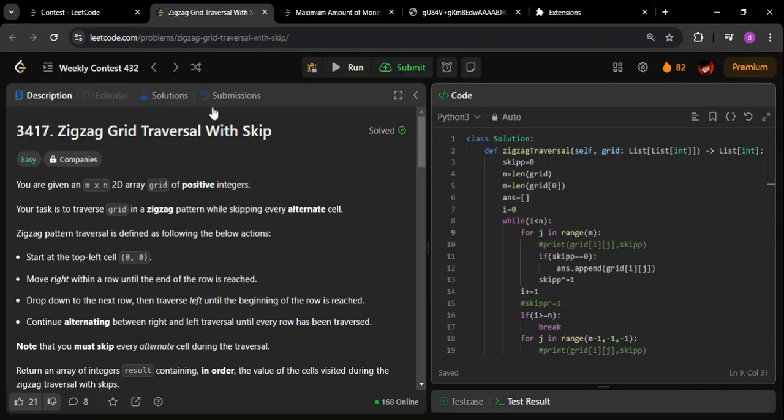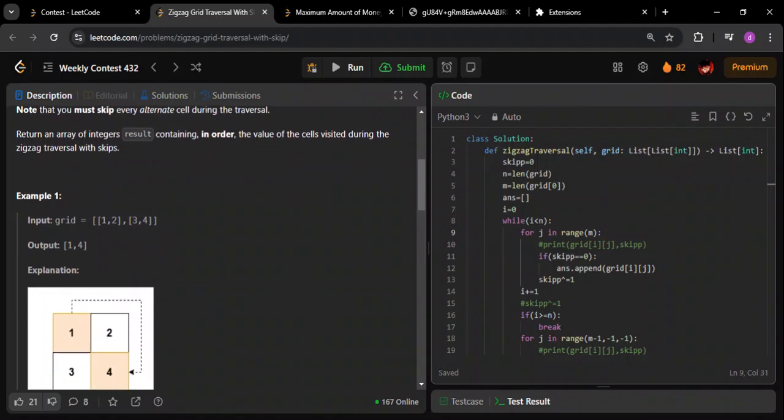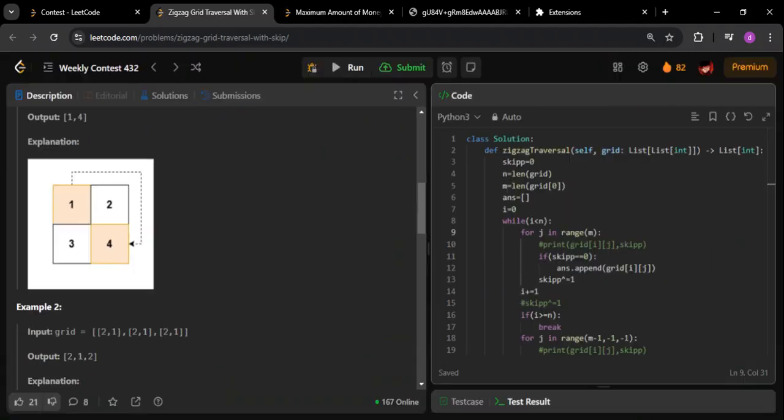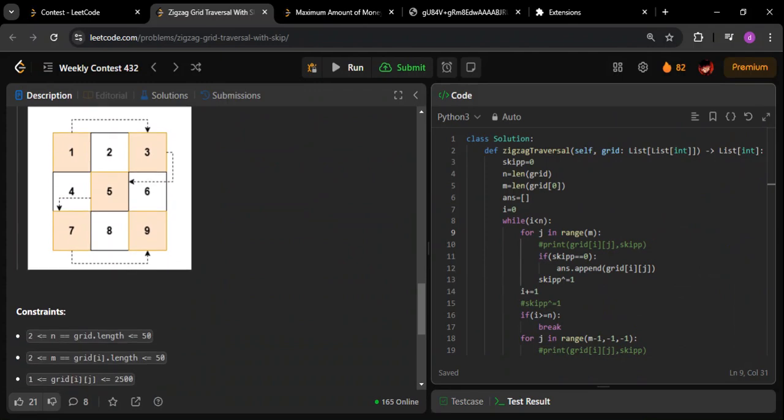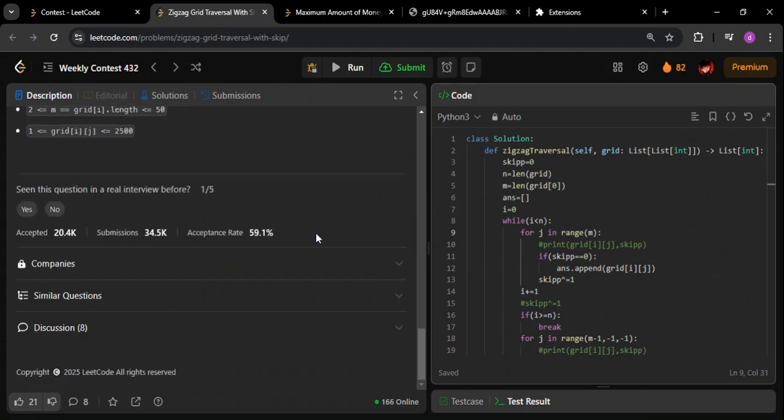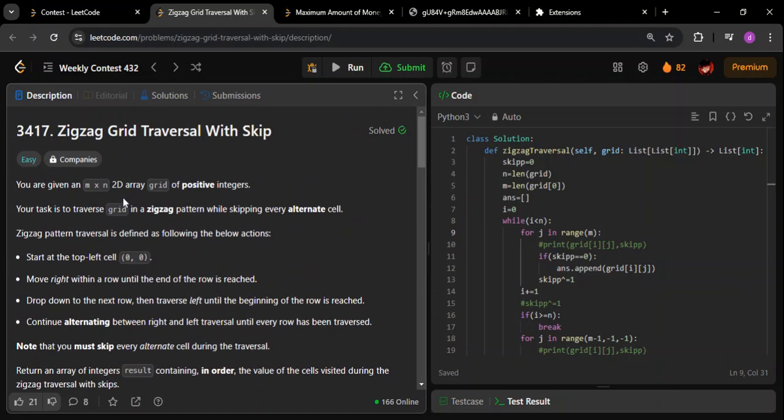So the first question of this, which was the easy question, always as usual. Let us see the question first. Let me first show you the acceptance rate so that you can better understand how tough the question was. As you can see, this was an easy question, and the acceptance rate is around 60%. Now let us see the question. 3417 zigzag grid traversal with skip.